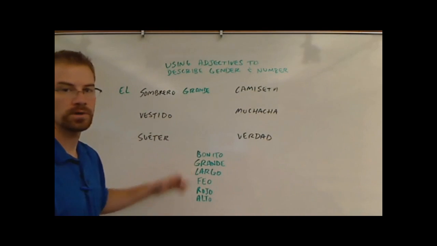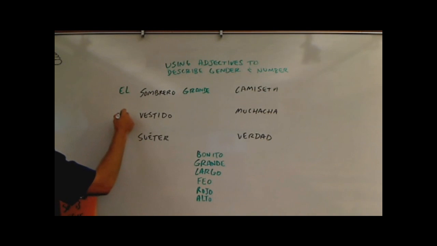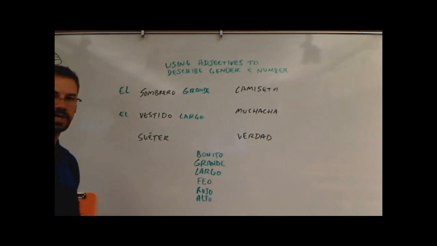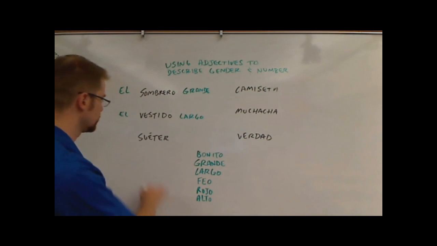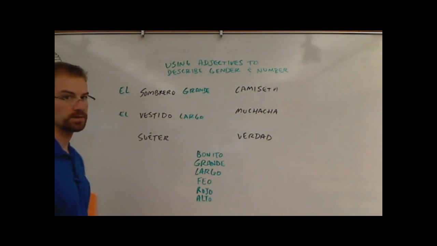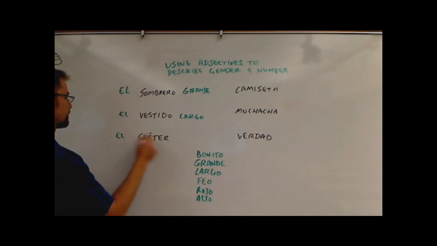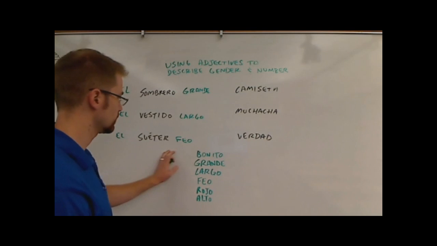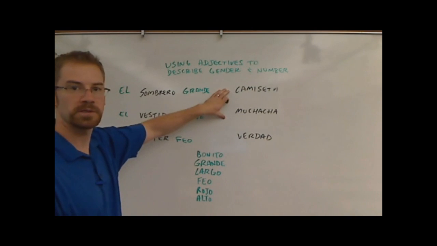We have a dress right here. We'll call it a long dress. The long dress. El vestido largo. Once again, the adjective comes after the noun. The sweater, maybe it's an ugly sweater. El suéter feo. So again, it comes after. Let's describe some feminine nouns over here.